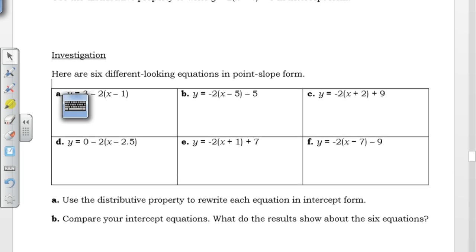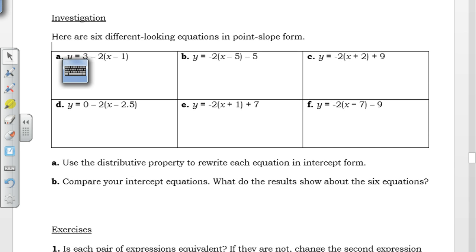Here are 6 different looking equations in point-slope form. I'm going to use the distributive property on each one of them to change them into intercept form. So this first one, I'll take my 2 and distribute it here. That becomes minus 2x and plus 2. The minus 2 and the x go together. The minus 2 and the minus 1 become a positive 2. I'll drop down my 3.